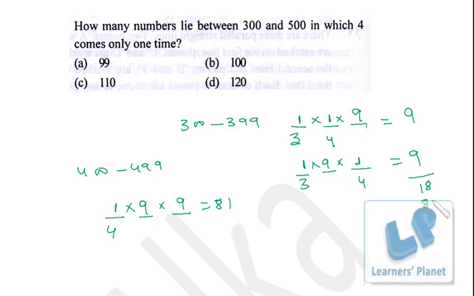So 18 plus 81, in all we will be having 99 numbers where only one 4 is there. Okay, so I hope you are clear.